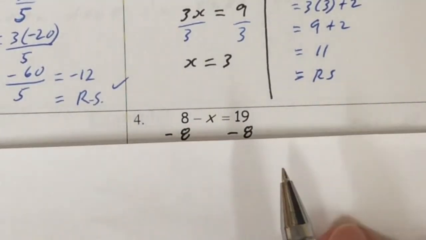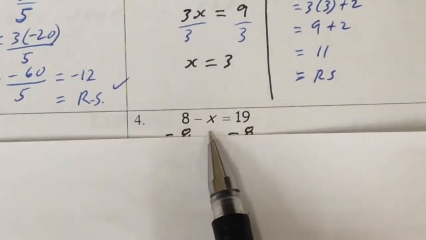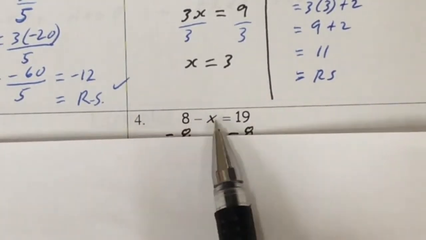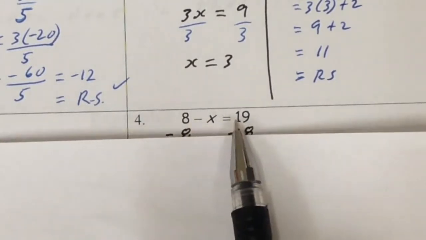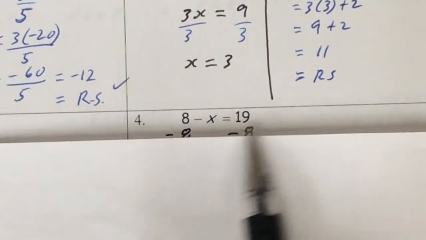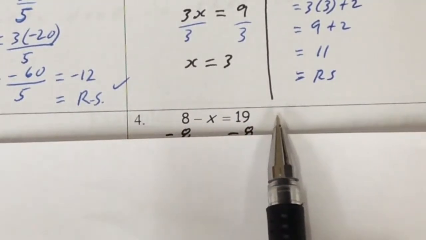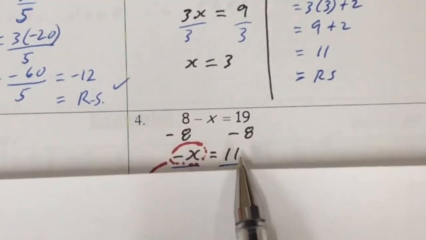Next one: 8 minus x equals 19. Just because the x is here and not there doesn't mean we don't have to isolate it. So we're going to subtract 8 from both sides. This is one way of doing this. I could have also added x to both sides, and then I would have had a positive x over here. However, we can do it this way. So subtract 8 from both sides.